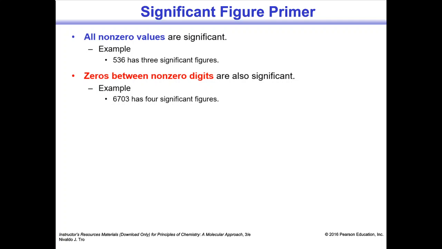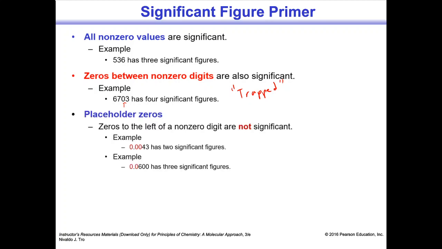The next one. Okay, so zeros between non-zero digits will also be significant. So what we're talking about here is this 0 here in the middle. Okay, these are often referred to as trapped zeros. So remember, a trapped zero will always be significant, and it's only a trapped zero if it's between 2 non-zero digits. Okay, so they'll always be significant.